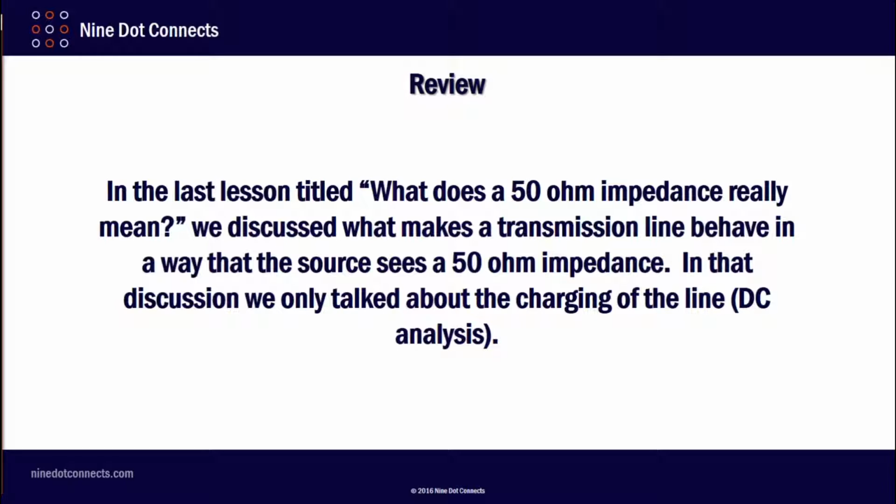We're going to talk a little bit about last month's webinar to do a little review, because what we're doing is building off of that information. In the last lesson titled, What Does a 50 Ohm Impedance Really Mean?, we discussed what makes a transmission line behave in a way that the source sees a 50 ohm impedance. In that discussion, we only talked about the charging of the line. That is a DC analysis.